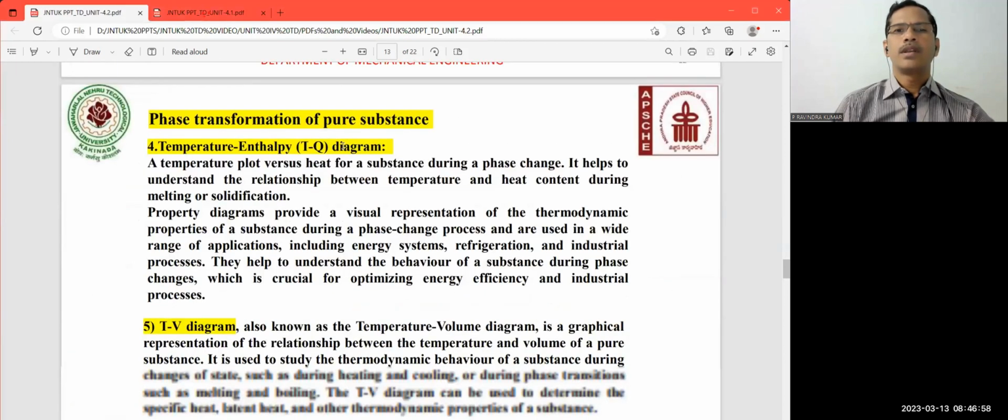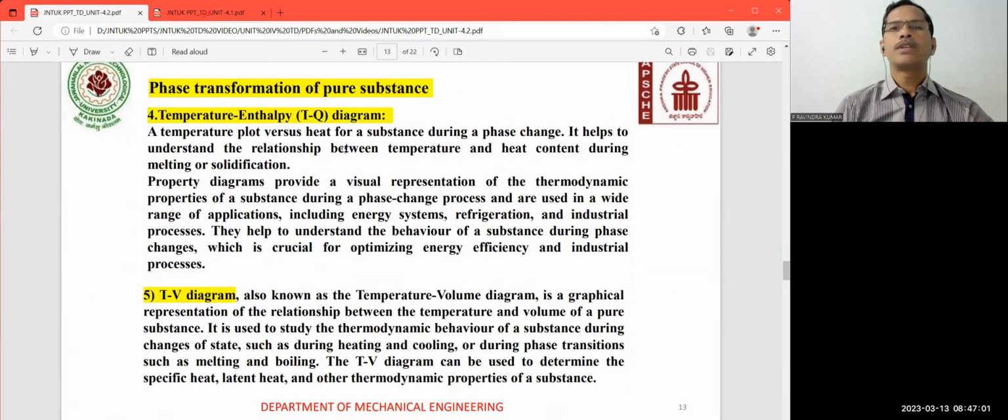Next one is the temperature versus enthalpy. Generally, when the question asks you to explain the phase transformation of a pure substance, in that case, try to visualize this temperature versus enthalpy diagram and the temperature versus volume diagram. So what is this going to indicate, temperature versus enthalpy, or the TH diagram? Just now it is also covered, right? I will show you a slight difference between the TQ diagram and the TH diagram.